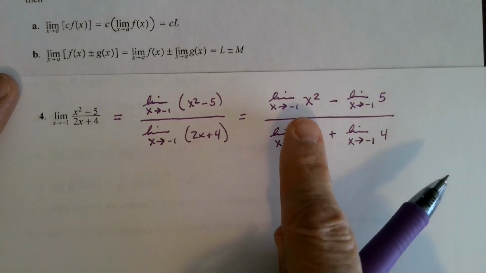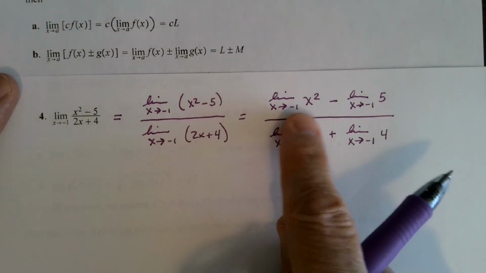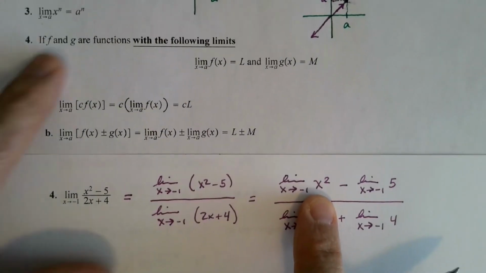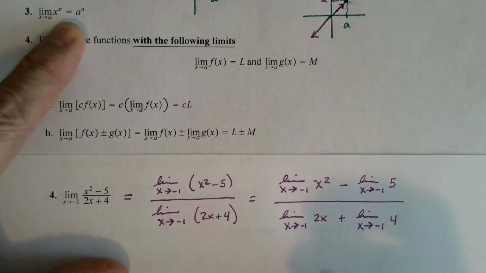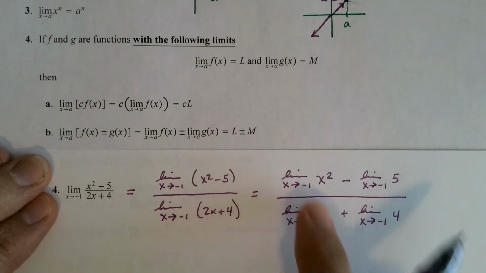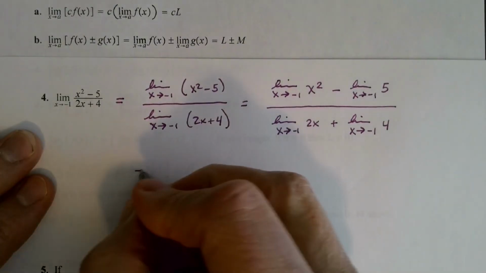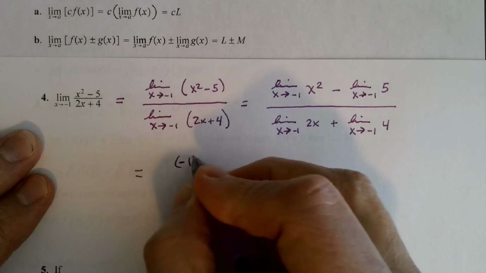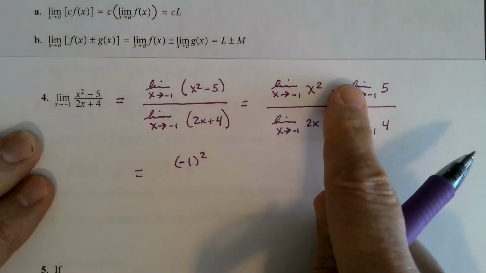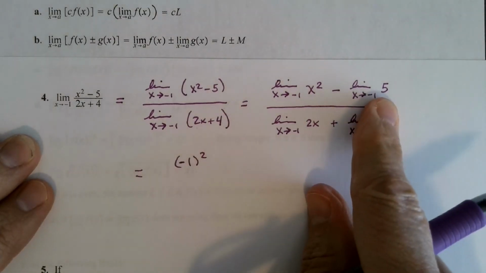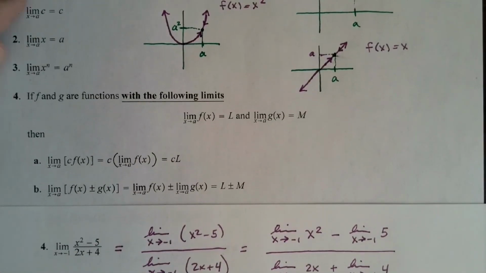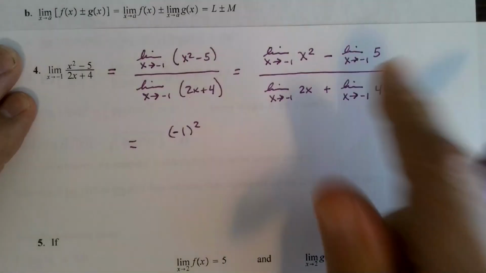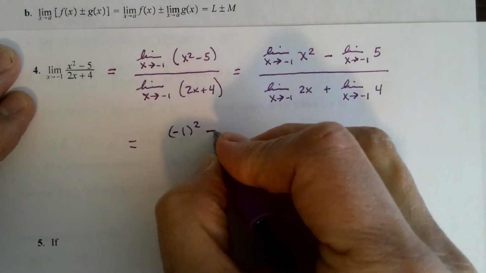Now, let's look at this first limit here, the limit as x approaches -1 of x squared. I can make use back here of number 3 and find that limit. I can just simply replace x, in this case, with -1. My value of a is -1 here. And so I'm going to get what? -1 squared. What's the limit as x approaches -1 of 5? Well, that's my constant rule at the very beginning. The limit as x approaches a of a constant is the constant. In this case, the constant is 5. So the limit as x approaches -1 of 5 is indeed 5.